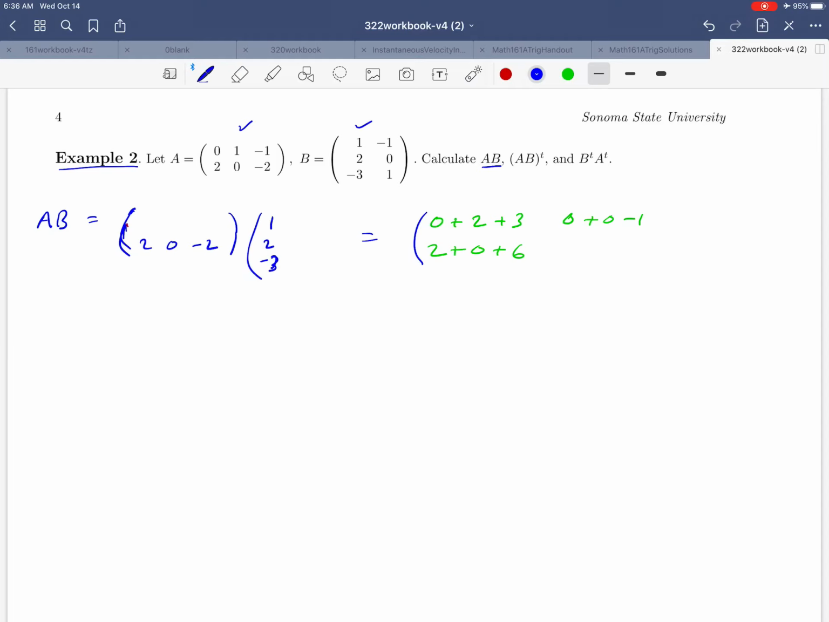Back to our original matrix again, 0, 1, negative 1, negative 1, 0, 1. We're ready for this entry in the second row and the second column of our product matrix, so we want to take the second row of A times the second column of B and take the dot product of those two things. So we've got 2 times negative 1 is negative 2, then 0 times 0 is 0, and then finally, negative 2 times 1 is negative 2.